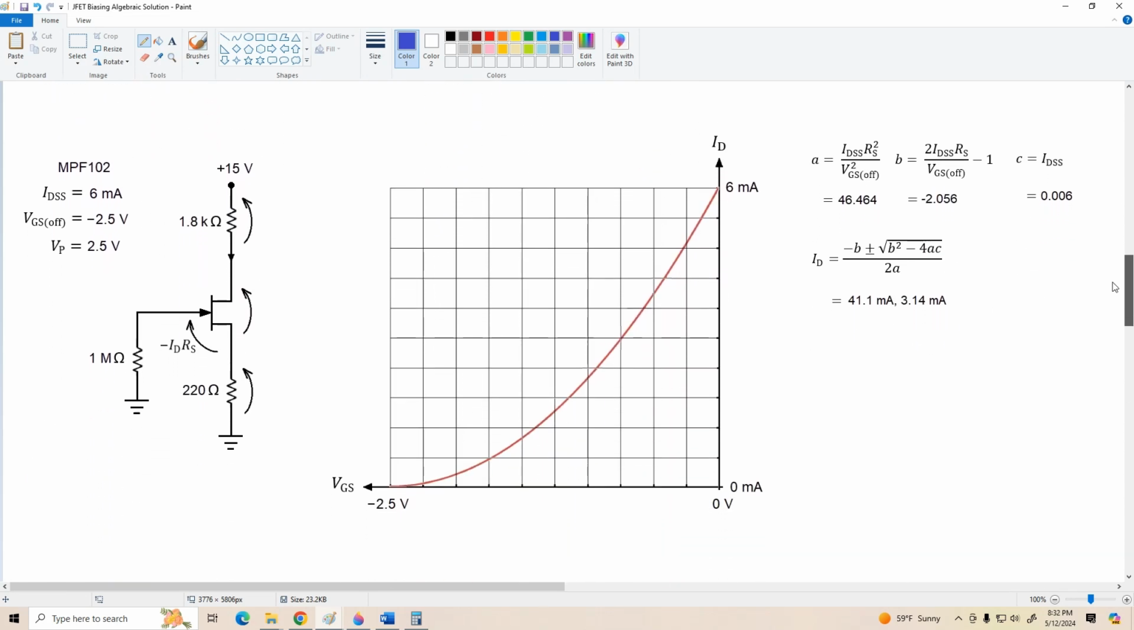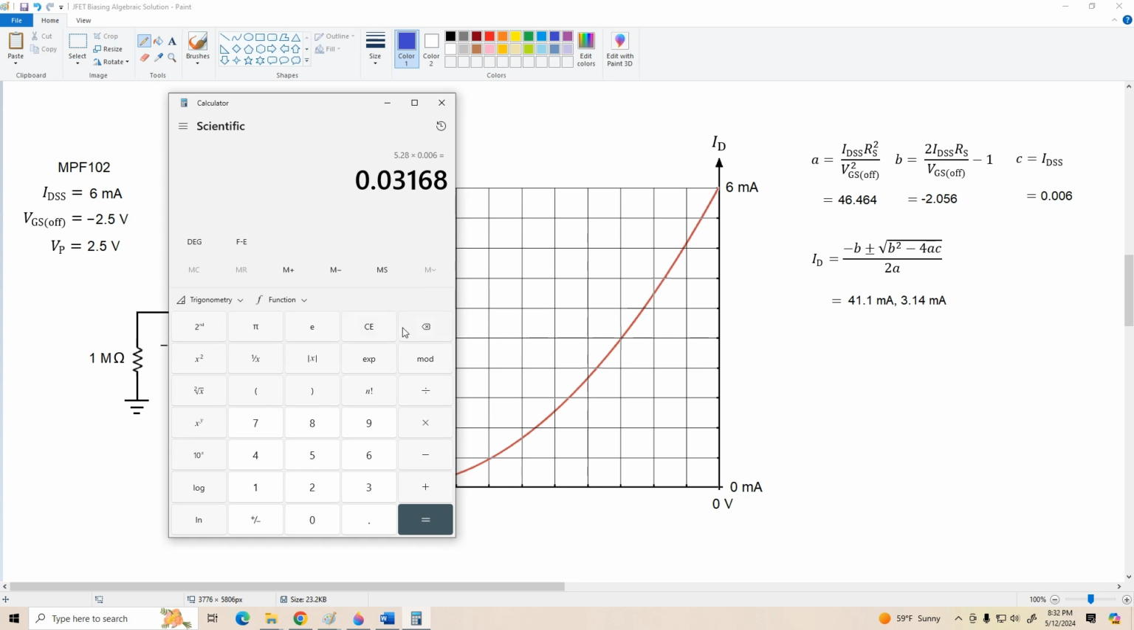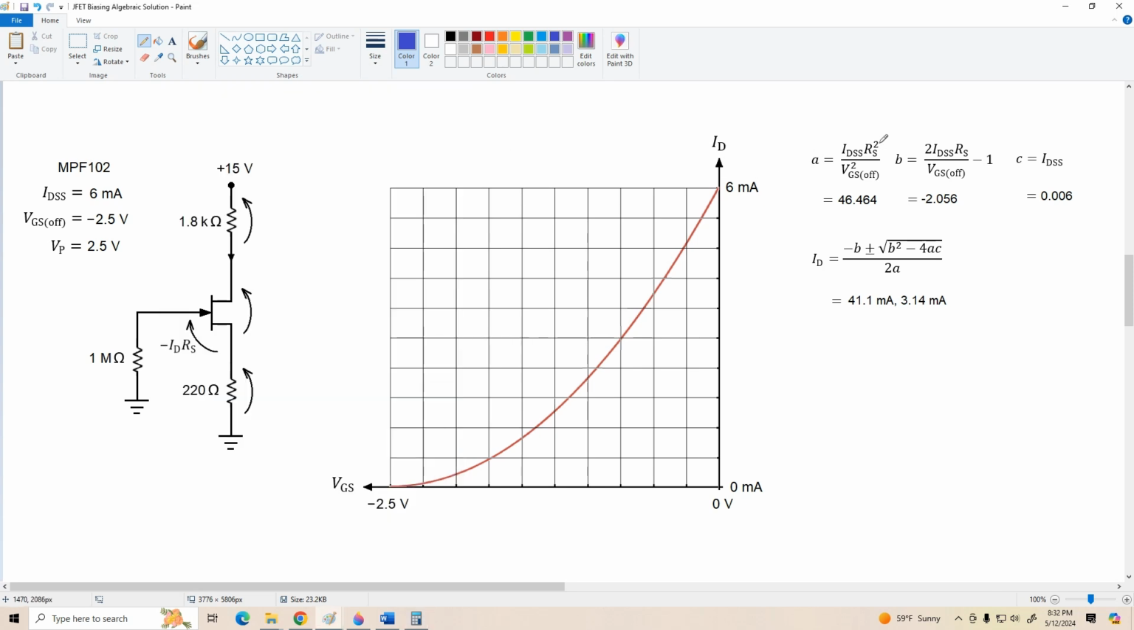On the next page, I've got a circuit using the MPF102 with the average parameters that we derived in the last video. And rather than try and enter all of these values into this horrible Microsoft calculator, I decided to do it ahead of time. And these are the values I came up with for A, B, and C. And putting them into the quadratic formula, we end up with either a drain current of 41.1 milliamps, which is clearly not possible, or 3.14 milliamps, and that's the reasonable solution.